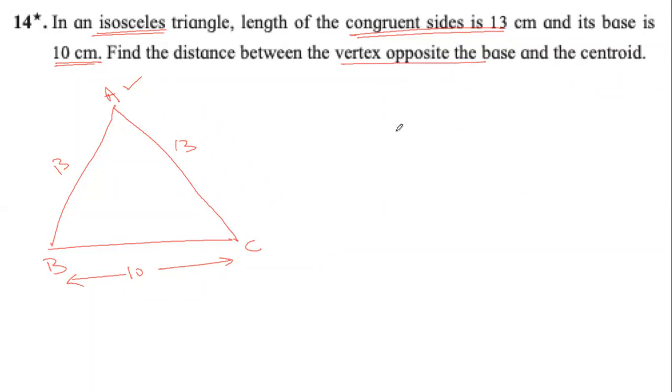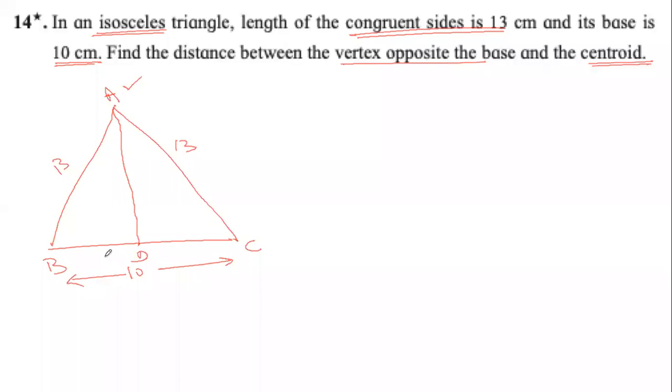So we have to find the distance between A and one other point. The other point is the centroid. Now we need to know what a centroid is. The centroid is the point where the three medians of a triangle intersect each other. It's the point of concurrence of the medians of a triangle. That means the other point is on the median. So let us draw a median from A to the base. And suppose it meets the base at the point D.